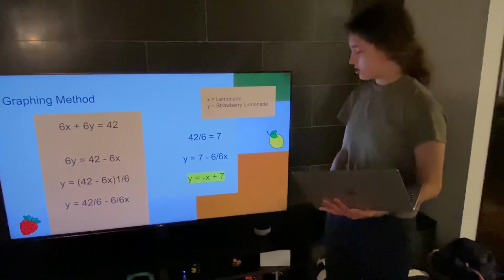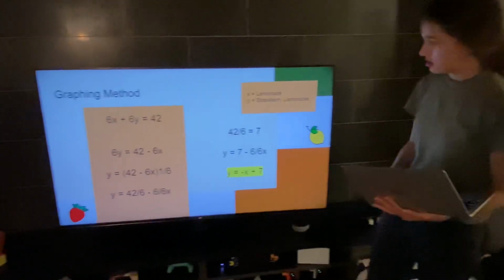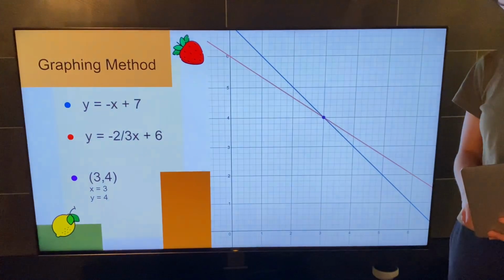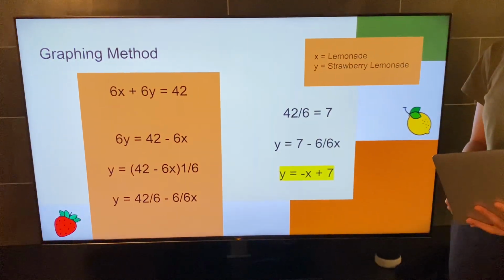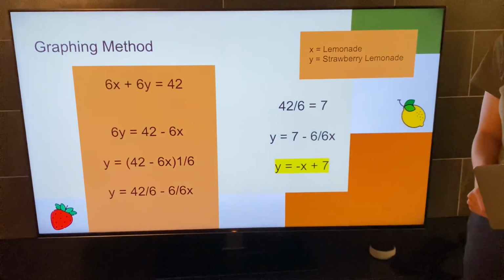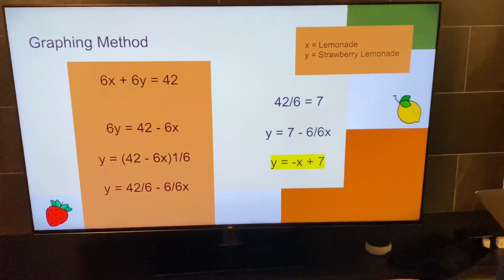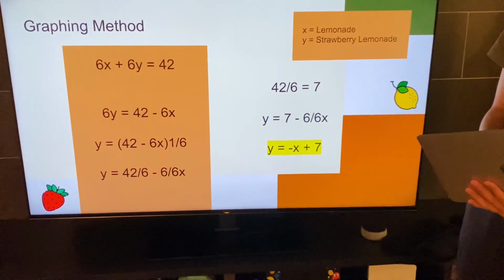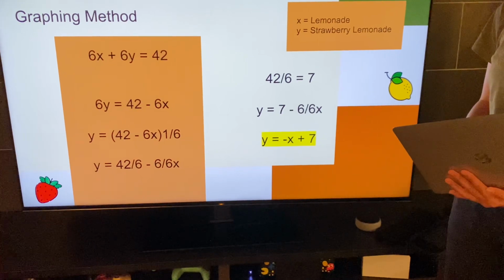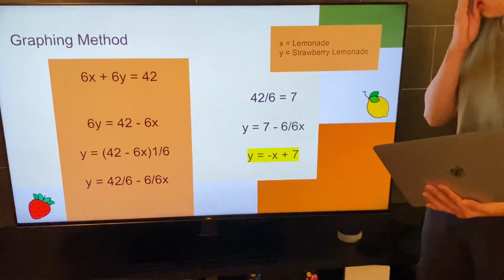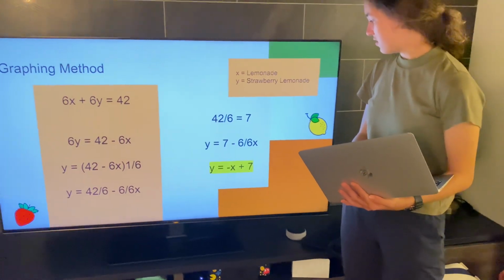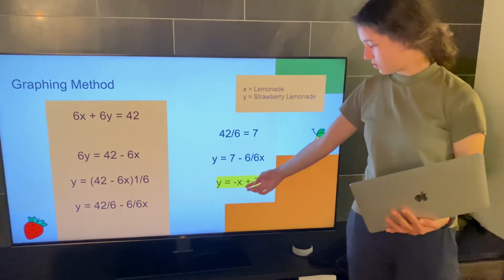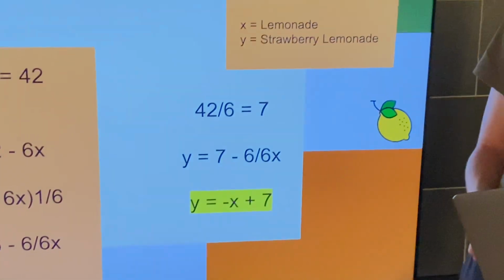The other equation is 6x plus 6y equals 42, which we basically do the same thing. And then it results in y equals negative x plus 7.